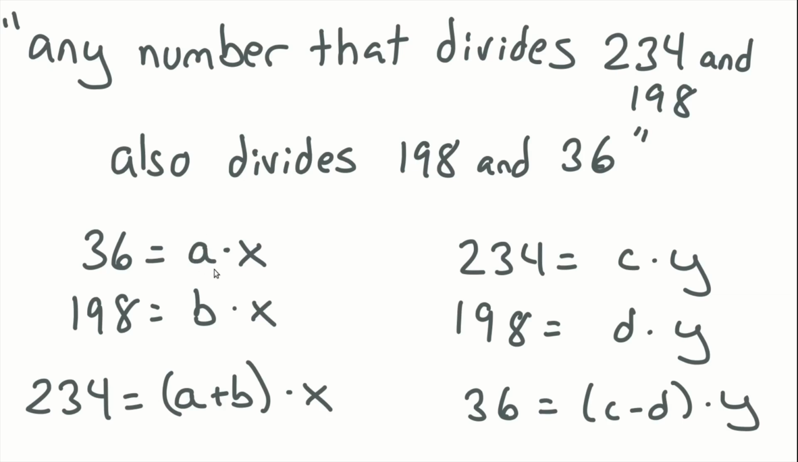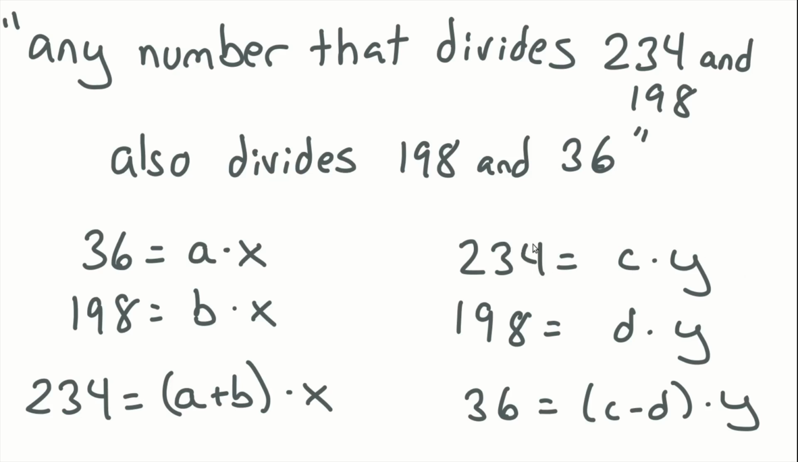So basically, because 234 is just these two numbers added together, if some number x is a factor of these two numbers, it's also a factor of 234. And so what that means is that the factors of these two numbers also divide 234. And you can also go the other way and say, well, if you have a number that's a factor of 234 and 198, let's say, I don't know, 18 again, right? Which is a factor of 234 and 198.